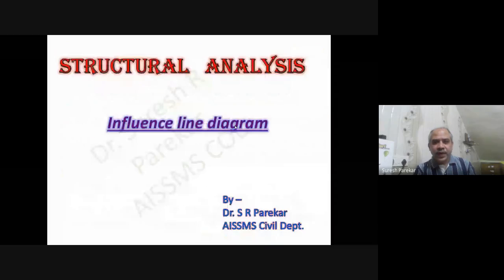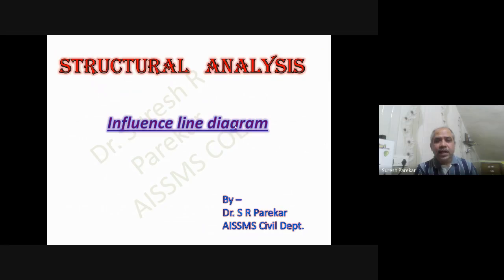Today we are with the topic in structural analysis: the influence line diagram. It is actually a graphical analysis we can say for determinate and indeterminate beams. Here in this video we are going to plot the influence line diagram for simply supported beams and cantilever beams, and we are going to solve the problems on this.